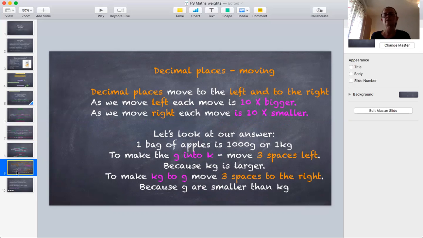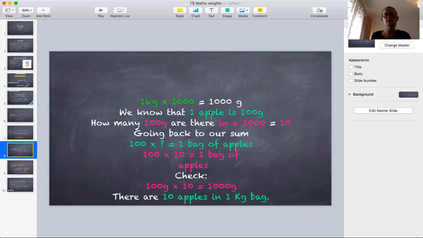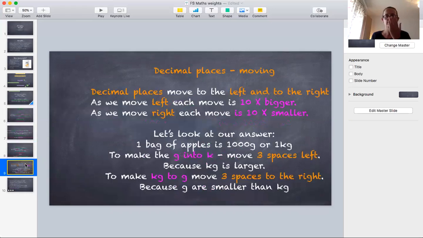Right. Let's think about the decimal places. Because these zeros really are what we're doing, we're moving decimal places, right? Okay, good. So decimal places move to the left and to the right. As we move left, each move is 10 times bigger. As we move right, each move is 10 times smaller.